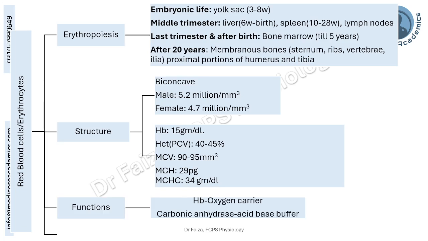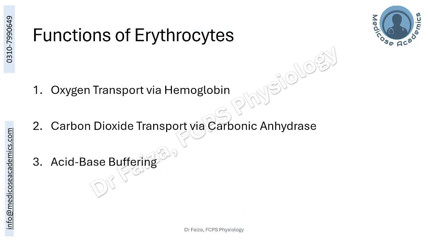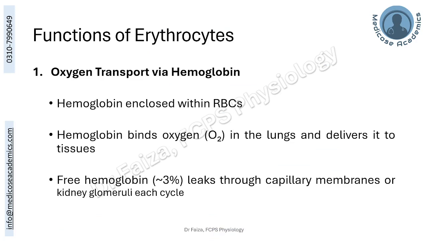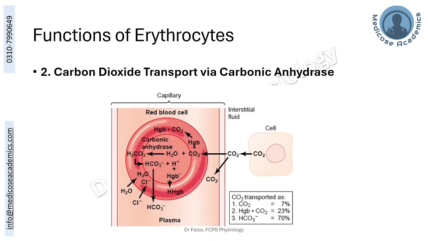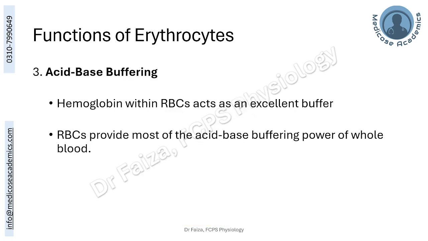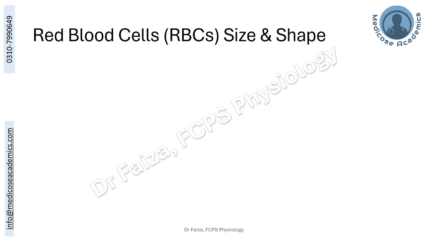There are many more functions of the RBCs, but to name a few, the most important function is carrying oxygen and working as a buffer. Its lifespan is only 120 days, after which these are degraded majorly by the macrophages and spleen. Functions of erythrocytes: oxygen transport with the help of hemoglobin, carbon dioxide transport by the carbonic anhydrase mechanism as well as in bound form to the hemoglobin, and acid-base buffering, again in combination with hemoglobin.